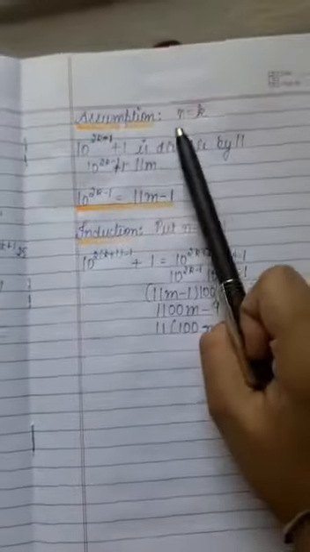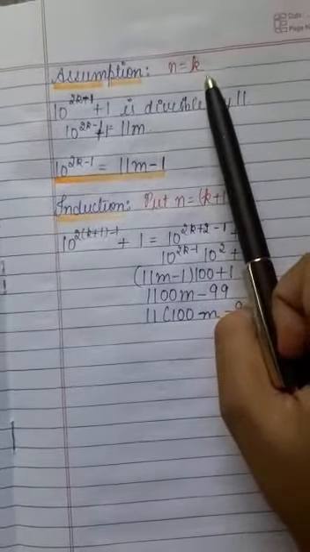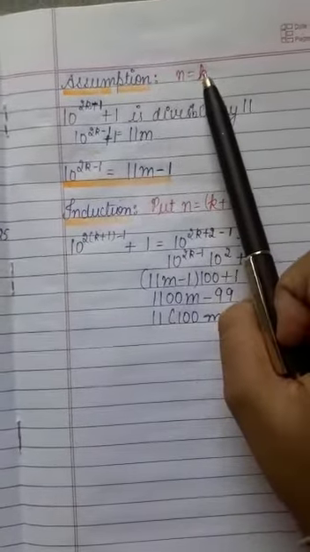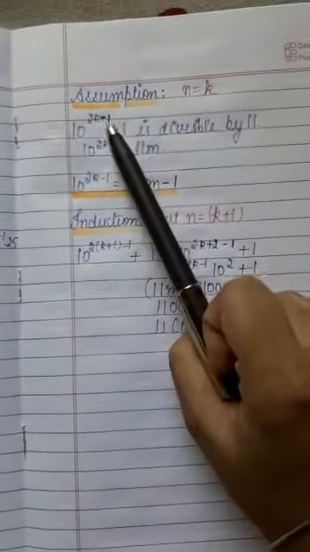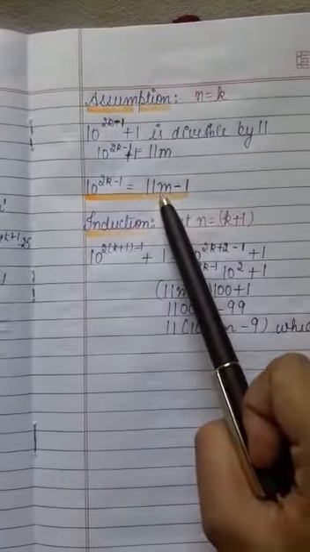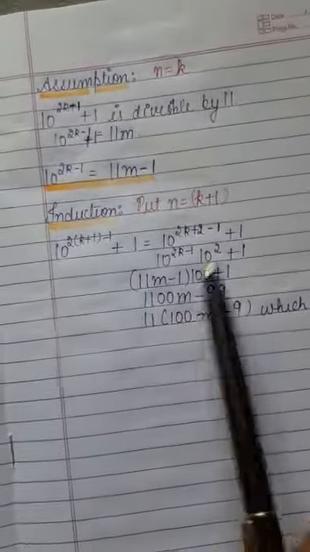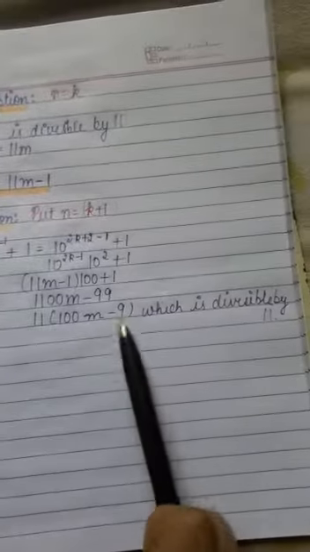So we put assumptions. We have to put n equals k. So we put the value of k here and we get the value here. Simply, as we did in the previous question, we just put the value of this here, and by putting we get the value.